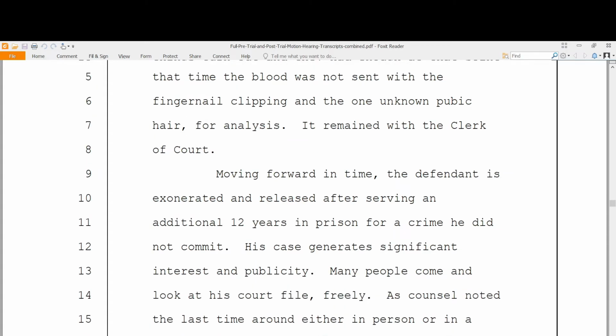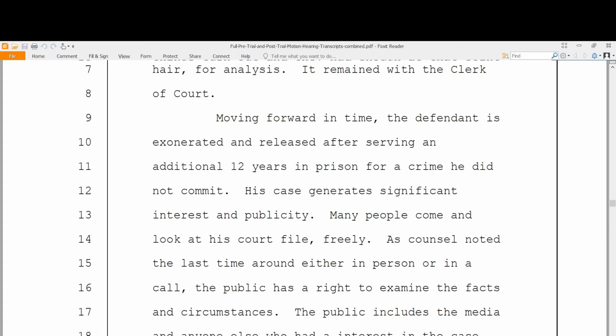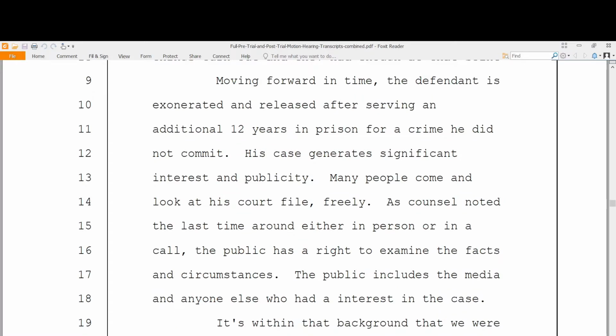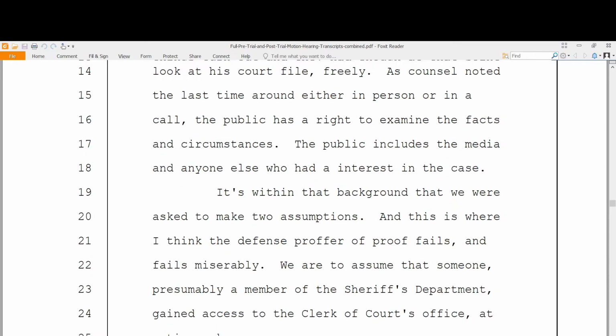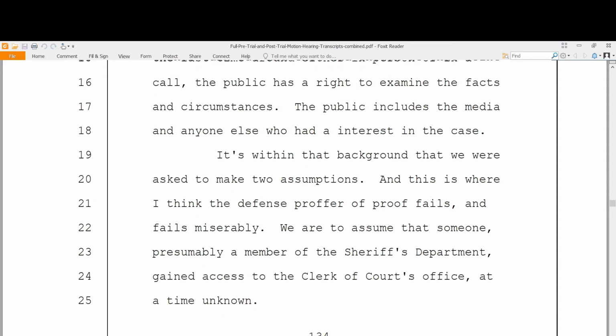Moving forward in time, the defendant is exonerated and released after serving an additional 12 years in prison for a crime he did not commit. His case generates significant interest and publicity. Many people come and look at the court file freely. As counsel noted the last time around, either in person or on the call, the public has a right to examine the facts and circumstances. The public includes the media and anyone else who had interest in the case.